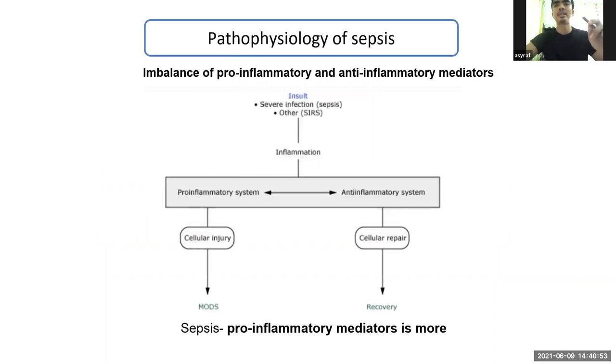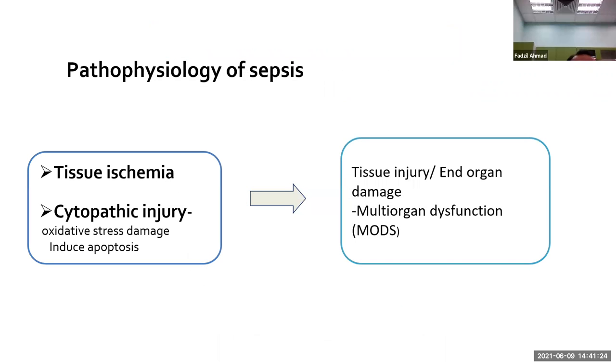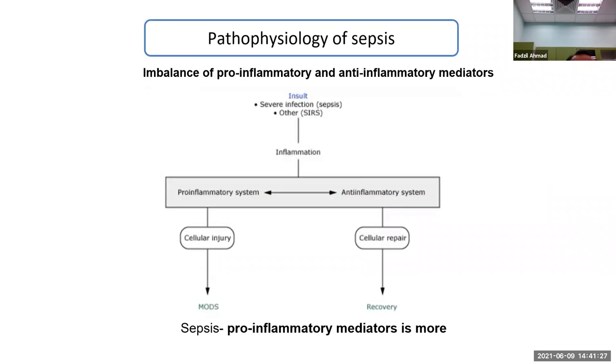So how does sepsis occur? We have to remember that it's a normal response for our body to fight infection. But in a sepsis patient, there are more pro-inflammatory mediators. So it's an imbalance. The end result is cellular injury, which normally should be cellular repair. But when there are more inflammatory cytokines, they will lead to cellular injury. So when there is an increase in inflammation, the anti-inflammation system and cellular repair are overwhelmed.